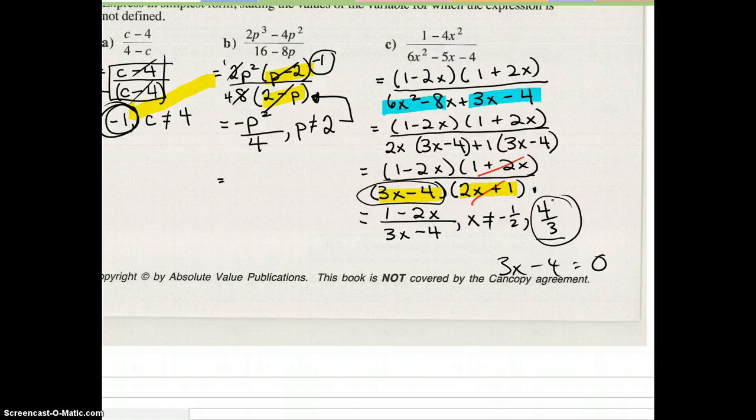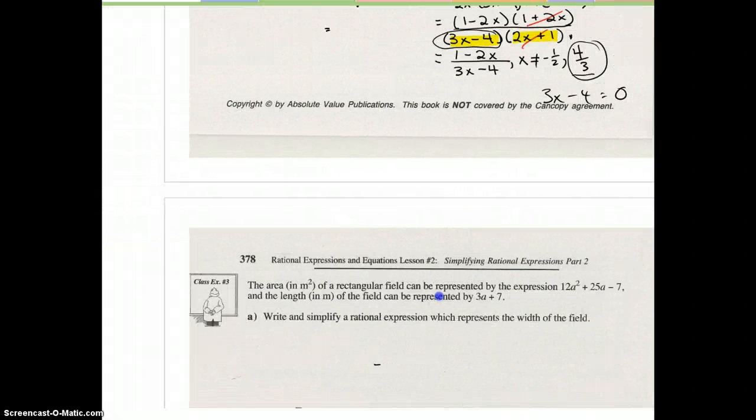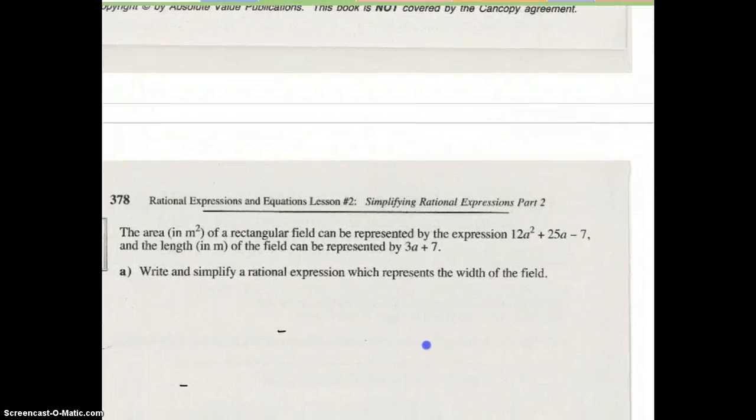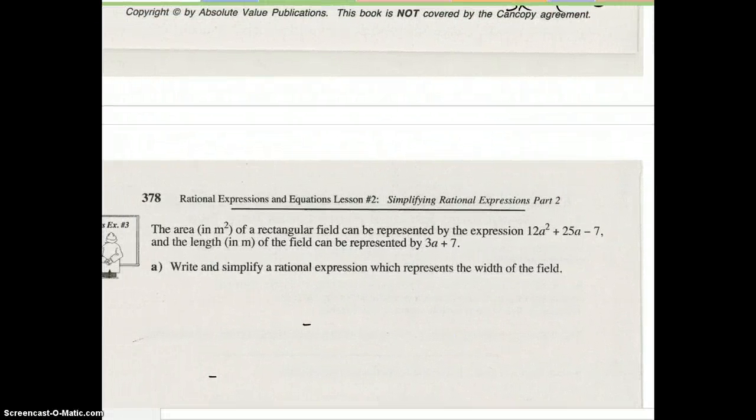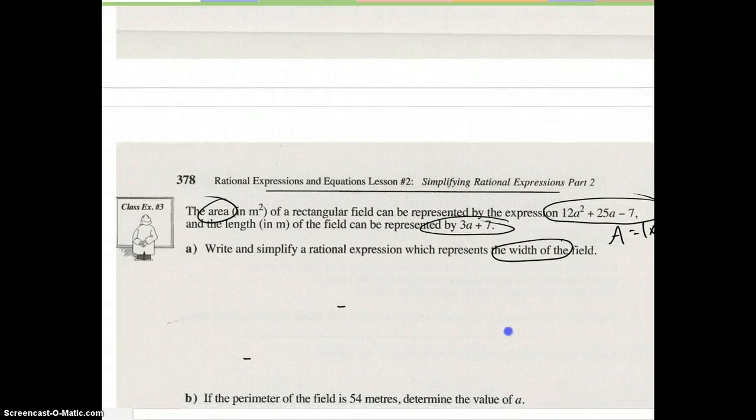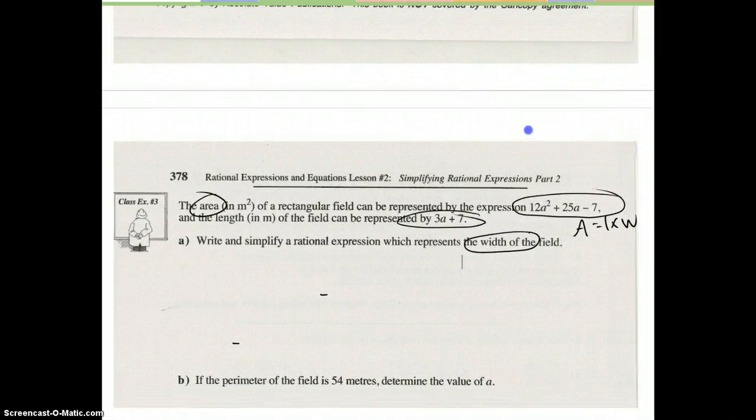If you want to turn over the page with me, what we're going to do now is just put this into practice with an application question. So before we begin, it's an area question, as it says, so we know that area equals length times width. They've given us the area equation, they've given us the length equation, and they're asking us to find the width. Well, that sounds pretty straightforward, so let's do that.